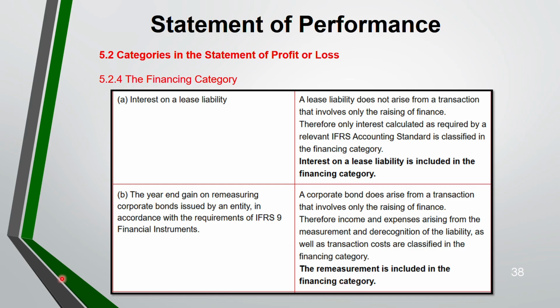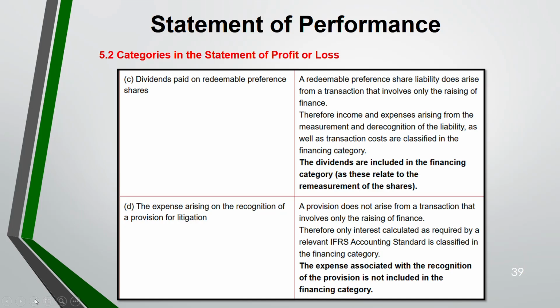Understood? Now, part C. C is about dividends on a redeemable preference share. So if you see, this is also only raising of finance, the redeemable preference share liability. So expense and income will go in the financing category. Okay. So the dividends are included in the financing category because they refer to the remeasurement of shares. Next, D.